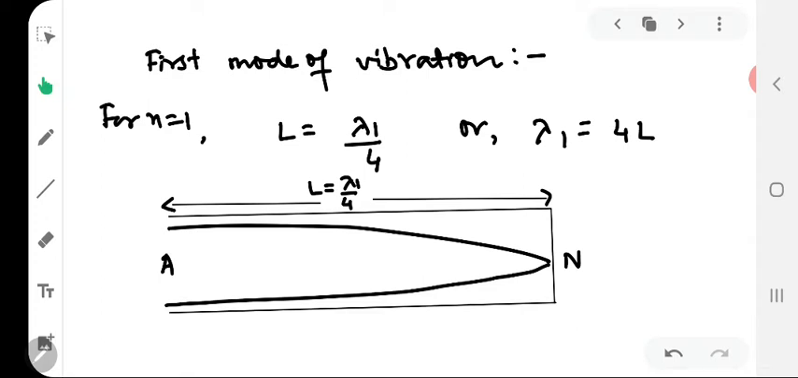So obviously, in the first mode of vibration, L is equal to lambda 1 by 4. That is, the length of the pipe will be equal to 1/4 of the wavelength of the waves. So in this manner, the wave will be formed, as you can see in this diagram.